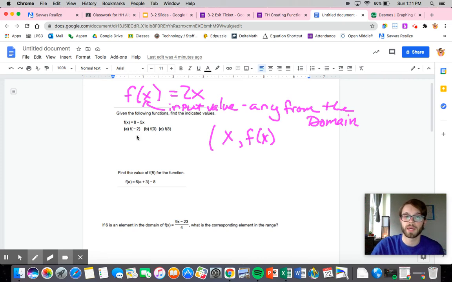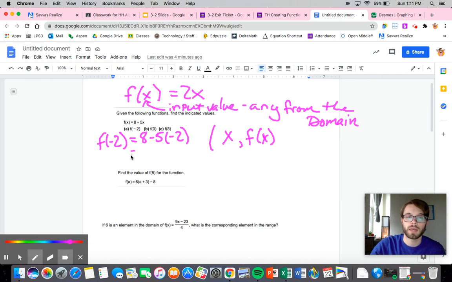So let me just show you what it means. We have three situations here. We have f of negative 2. And so all that means is if here's my f of x, instead of writing x, I'm going to write negative 2. 8 minus 5 times negative 2. So that is equal to 8 minus 5 times negative 2. That's positive 10. So that is equal to 18.